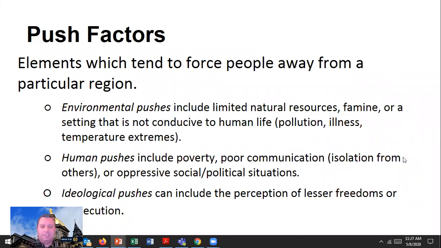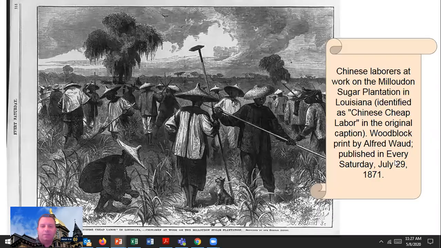Mika just asked if that's a dog. Let me go back and see. Yes, that does in fact look like it's a dog.